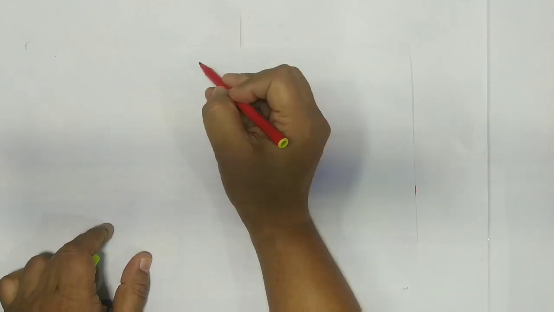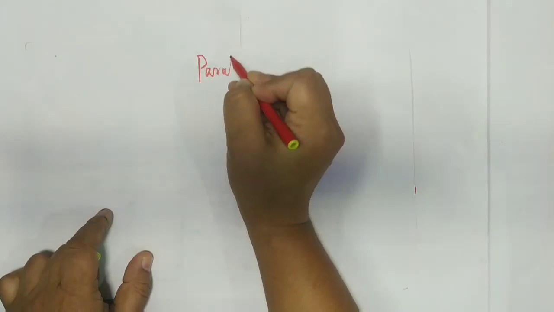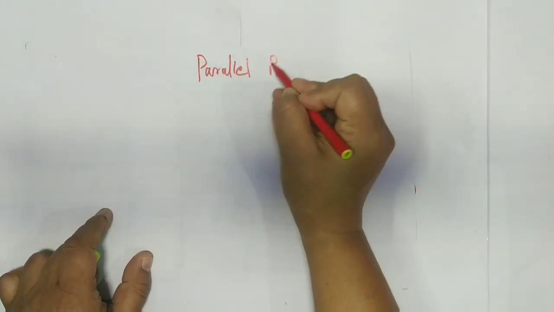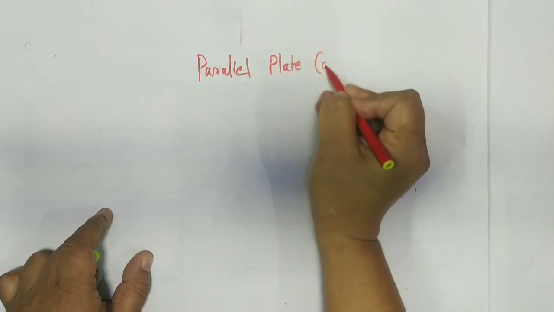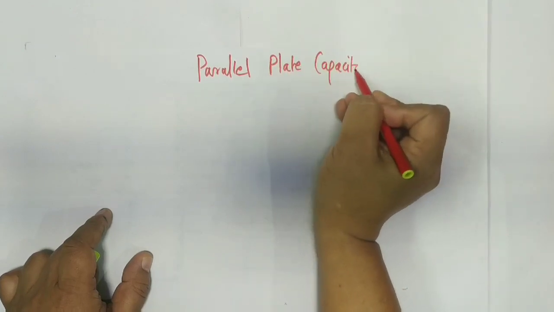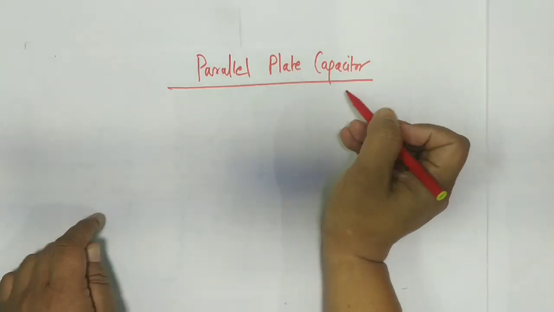Okay, now capacitors are of different types. First, most of the capacitors you know, cylindrical capacitor, spherical capacitor. Then a very important capacitor is the parallel plate capacitor. Now what is a parallel plate capacitor? This is in your syllabus. This is the main content.